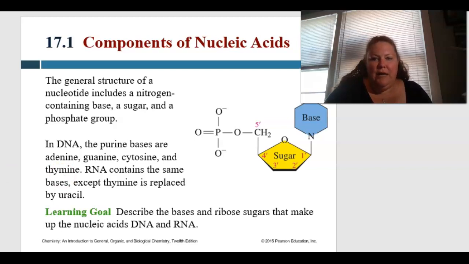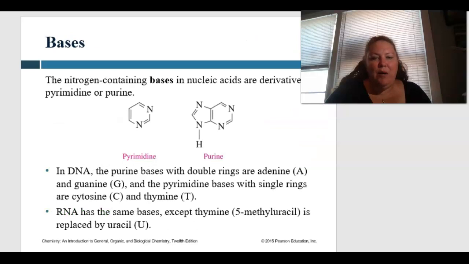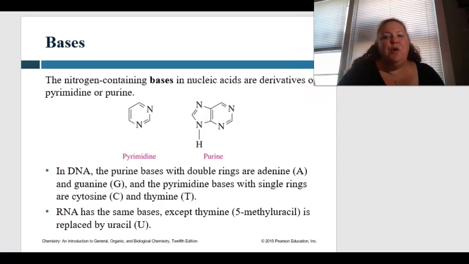acids, DNA and RNA. So when we're talking about bases, the nitrogen-containing bases in a nucleic acid are derivatives of pyrimidine or purine. Your pyrimidine is here, and it's a single nitrogenous ring, where a purine would be two nitrogenous rings together. In DNA, the purine bases with double rings are adenine and guanine, and the pyrimidine bases with single rings are cytosine and thymine. So this is going to be very useful when we talk about what can bind with what. A will always bind with T, C will always bind with G. So it's one from the pyrimidine group and one from the purine group.